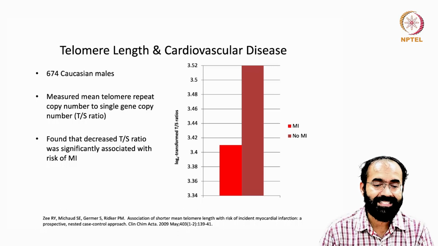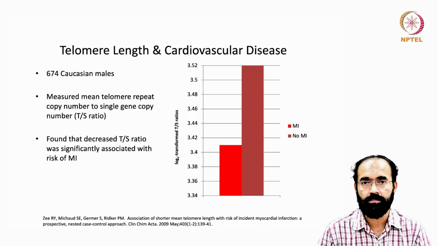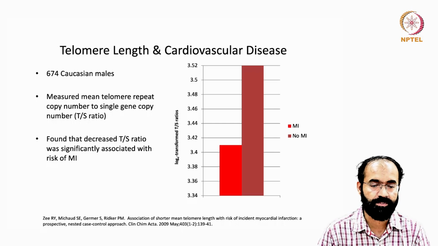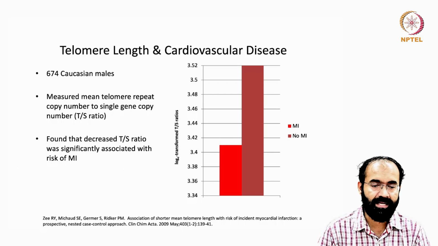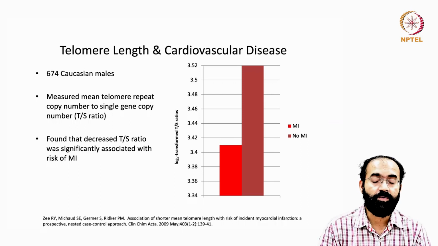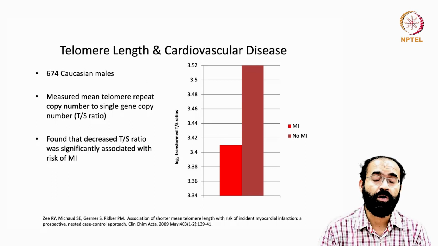Now let us see telomere length and cardiovascular disease. It is done in 674 Caucasian males. It measured mean telomere repeat copy number relative to a single gene copy number, which is the TS ratio. You cannot measure an absolute telomere length, so you take the total length divided by the number of chromosomes, relative to a single copy number, that means what is present in a given chromosome. That is what you are comparing as a TS ratio. It was found that the TS ratio was significantly associated with risk of myocardial infarction, that is cardiac diseases.